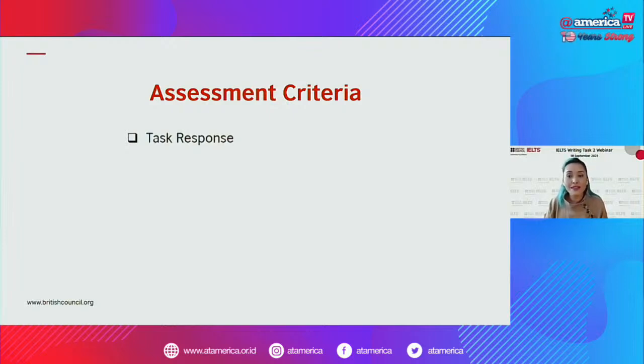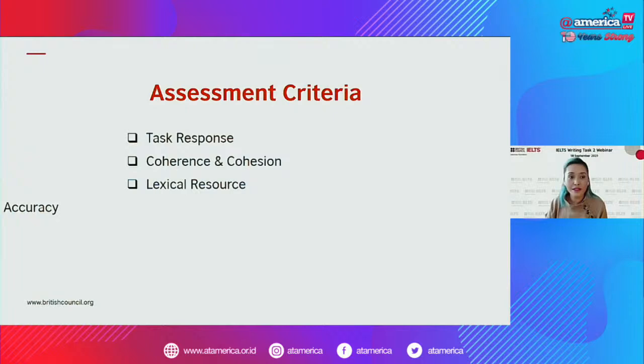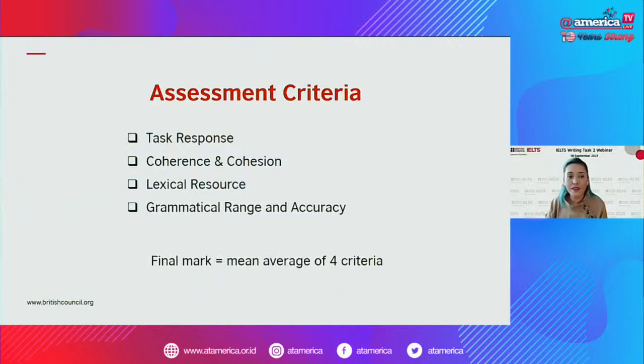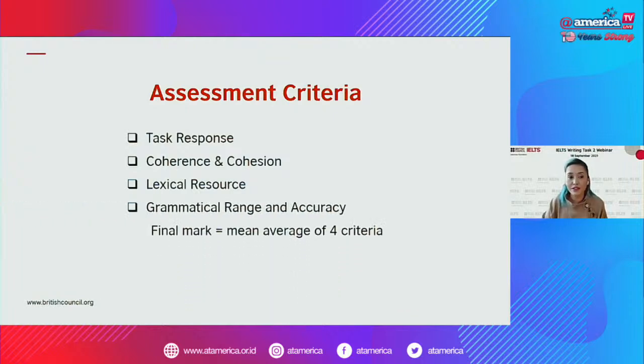Do you develop and support your ideas? Is your writing at least 250 words? Do you have a clear and consistent opinion? That's important. The other 3 criteria, as I mentioned earlier, are basically the same as writing task 1: coherence and cohesion, vocabulary, and grammatical range and accuracy. So the final mark of your writing is the mean average of these 4 criteria.